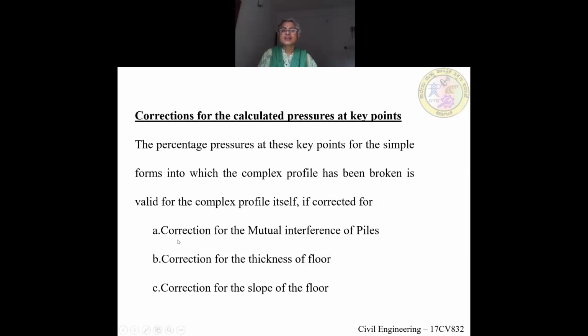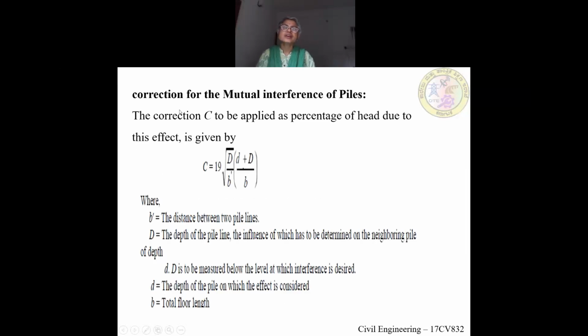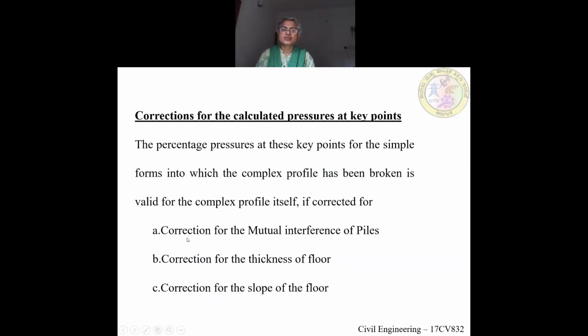The corrections are: one, correction for mutual interference of the piles. For each pile, there will be interference from the other piles when calculating its pressure. For that we have to apply corrections. Two, correction for the thickness of the floor, and three, correction for the slope of the floor. We will focus on the first one, the correction for mutual interference of piles.